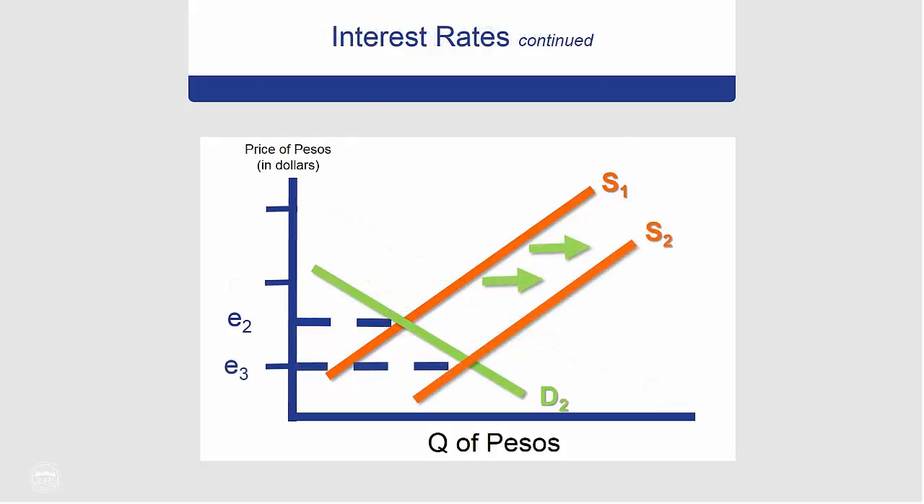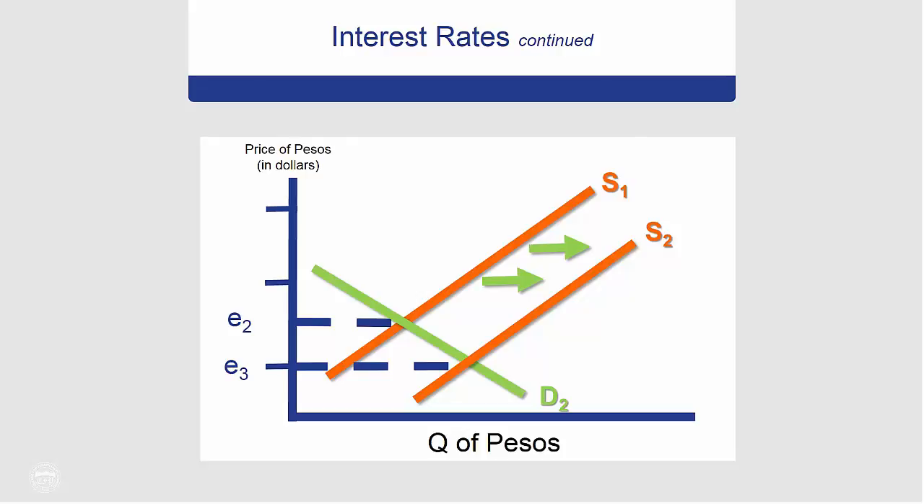Mexican investors want higher returns too. They will also want to move money to the U.S. They will want to sell their pesos to buy dollars in order to invest in the U.S. In other words, they supply more pesos in exchange for dollars. This is shown on the graph as a rightward shift in the supply curve and a further decrease in the exchange rate. If Mexico experiences higher interest rates, the opposite occurs.